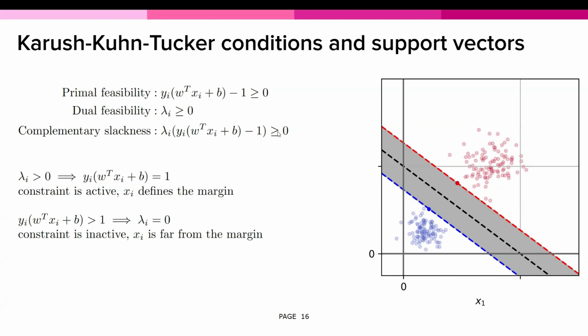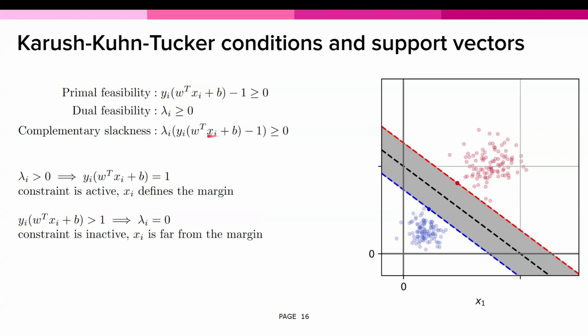Primal feasibility ensures that the constraints of the original problem are satisfied, so that each data point is either correctly classified or lies on the margin. And then dual feasibility, in our case, ensures that the Lagrange multipliers are non-negative. This makes sense because the Lagrange multipliers only activate when the constraint is tight or violated. Complementary slackness. This condition connects the primal and the dual solutions.